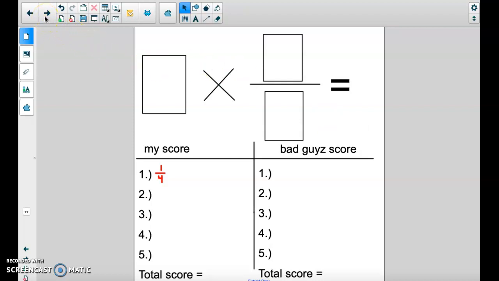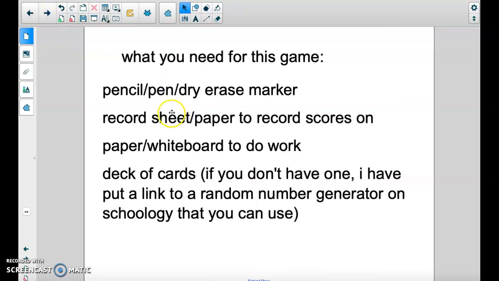So let's talk about what you need for the game. You need some sort of pencil, pen, or dry erase marker. You need a record sheet. On Schoology, in today's folder, I put the record sheet like we use at school. If you're unable to use that, you can't print it out, you can't use Notability, then just use a piece of paper. It's not that big of a deal. You're going to want a paper or whiteboard to do your work on, and then a deck of cards.